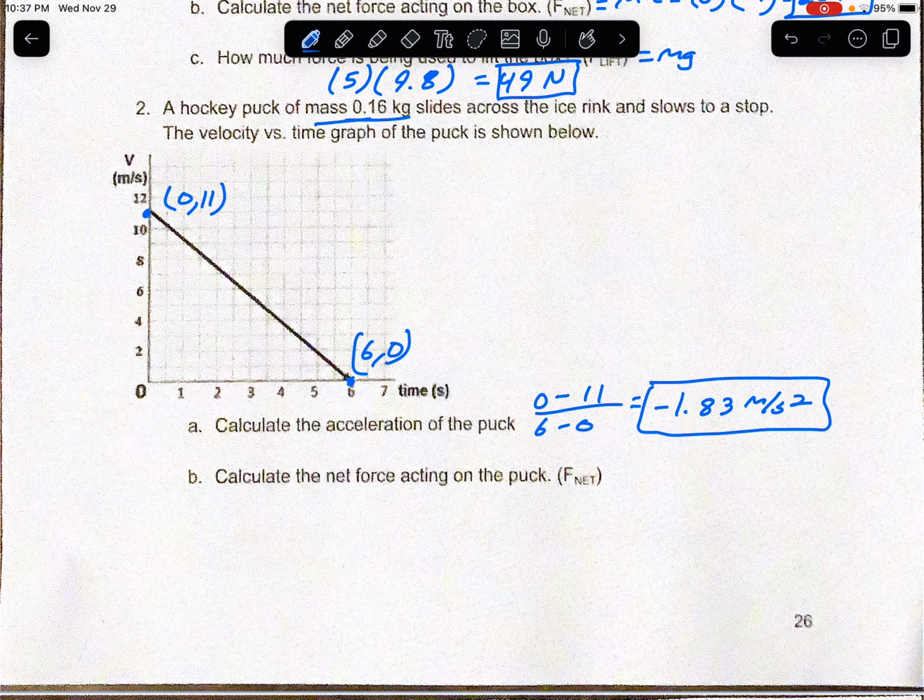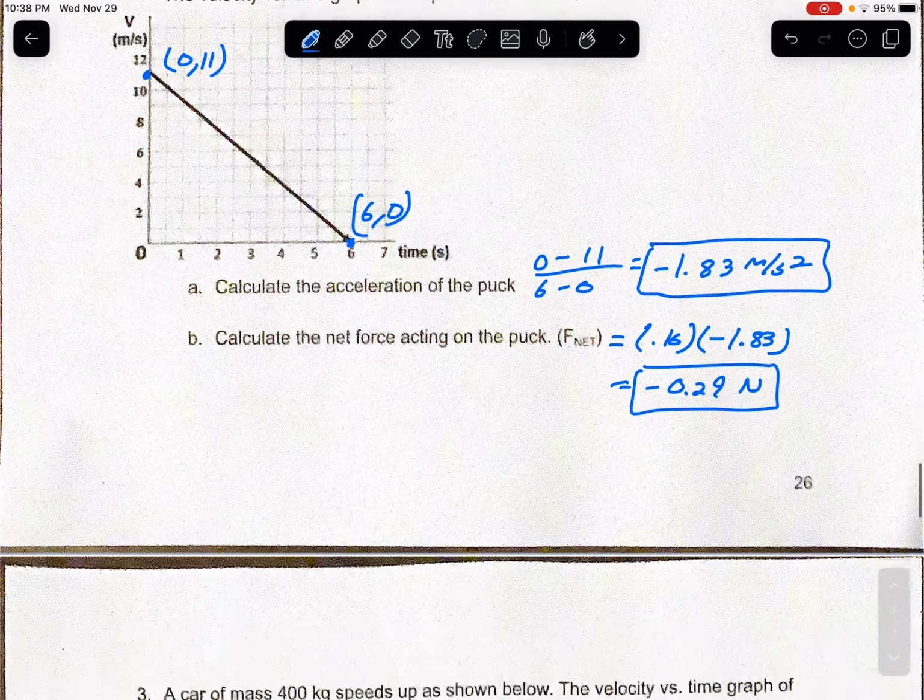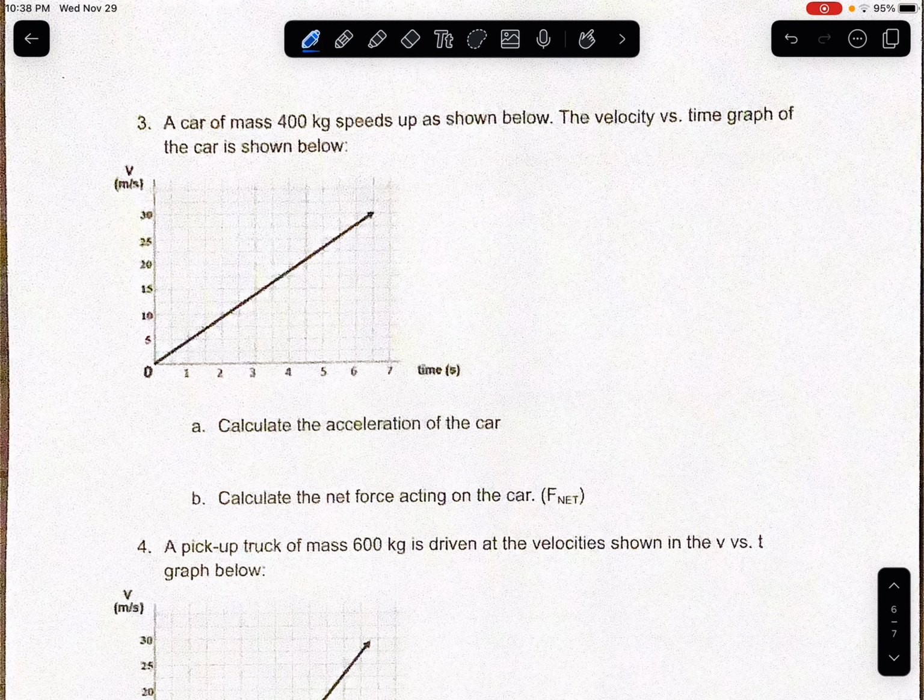Calculate the net force. So mass times acceleration. So 0.16 times negative 1.83, and I get negative 0.29 newtons. So there's that one. Okay, so next one is a car of mass, I'm sorry, the typo is kind of there. A car of mass 400 kilograms. So there's your mass. Speeds up as shown below.